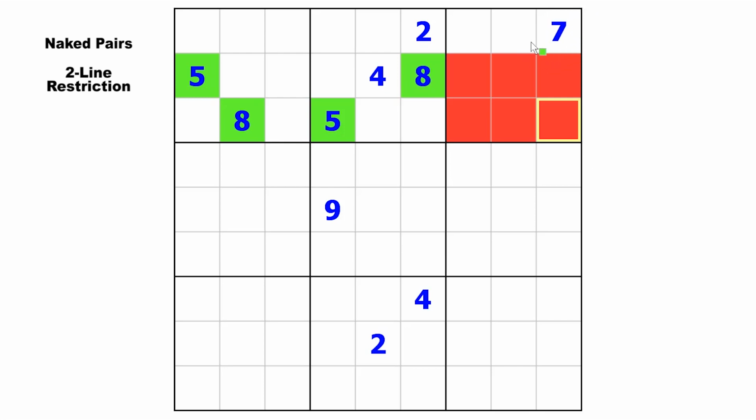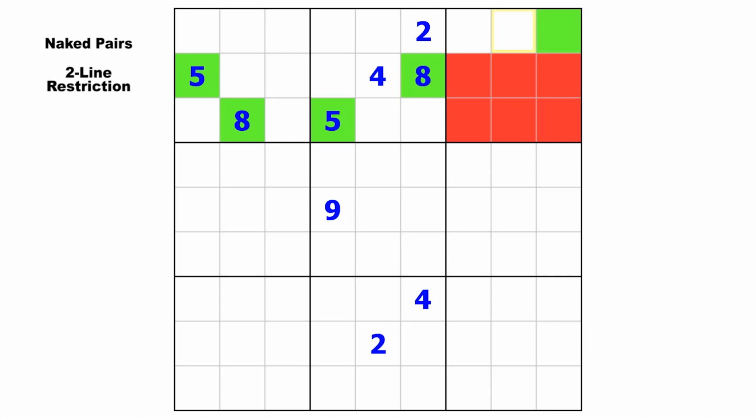And because of this 7 that's already placed in row 1, column 9, that leaves only 2 cells left for a 5 and an 8 to go in that block. So we can enter a naked pair of 5 and 8 into those 2 cells. This is a 2-line restriction, the 2 lines being rows 2 and 3. But notice that this only works because of the presence of this 7 up here in row 1, column 9.